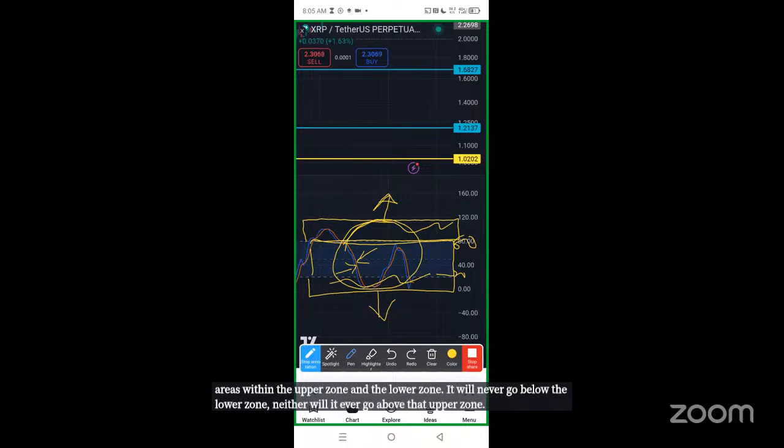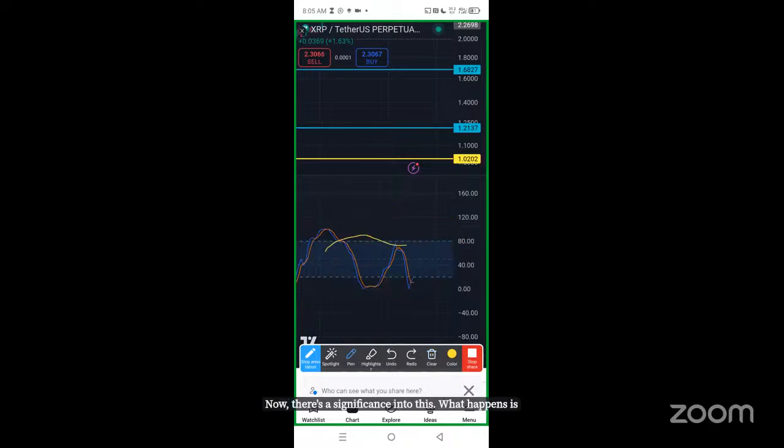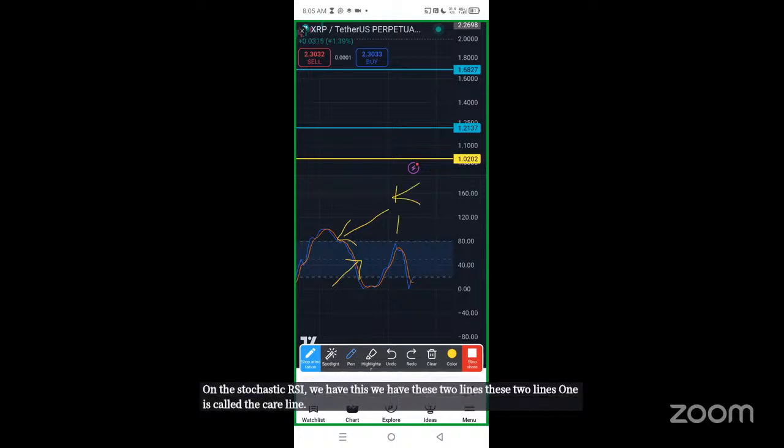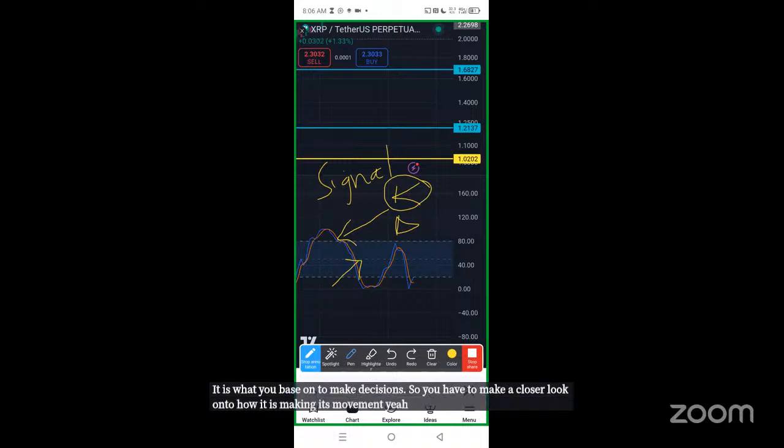Now, there's a significance to this. What happens is this: on the stochastic RSI, we have these 2 lines. One is called the K line, and the other is called the D line. The K line is actually the signal line. It is what you base on to make decisions, so you have to look closely at how it is moving.